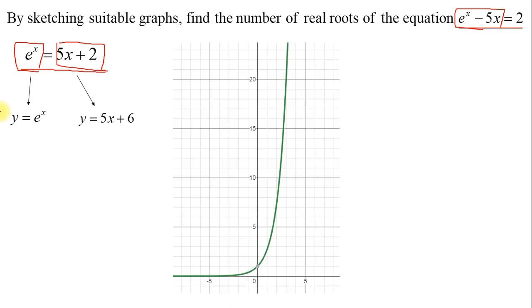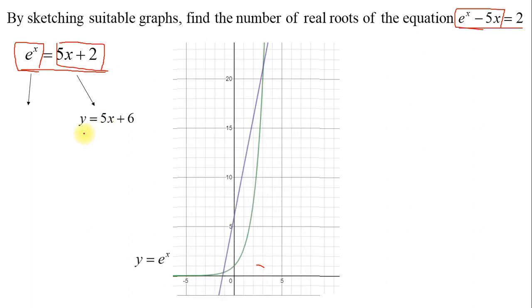So let's sketch the graph. Now the first graph, y equals e power x, is an exponential graph. Remember, you must label the important point. This point should be 1. You have to label it. And then the second graph, which is a straight line, you just need to plot 2 points and then connect the 2 points. Now you will get a graph here.